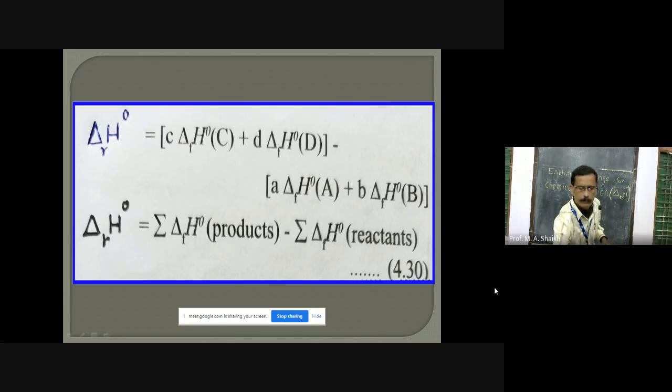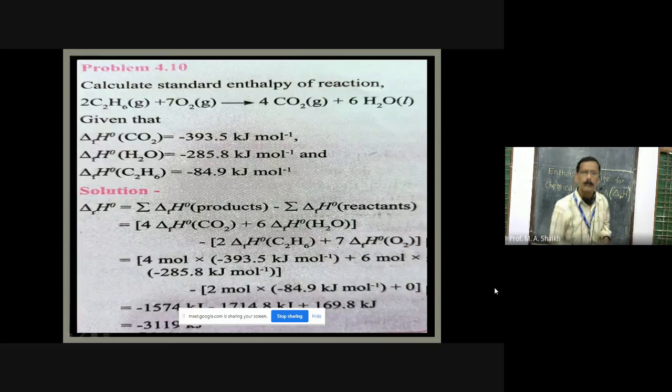We go to the next slide. See, the textbook problem number 4.10, we'll see how to solve. Problem number 4.10 is: calculate standard enthalpy of reaction. It means what you have to find? ΔHr⁰, standard enthalpy of reaction. ΔHr⁰ आपको निकालना है, ये आपका टारगेट हो गया.